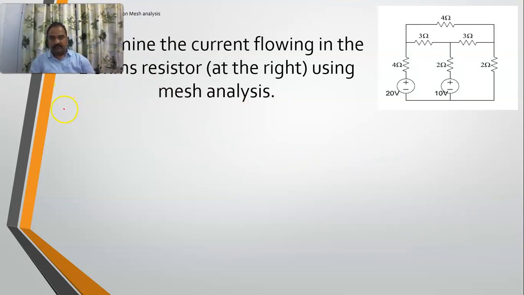We know that step number 1, what is step number 1? You should identify the number of meshes in this circuit. So how many meshes are there? If you can see, this is 1 mesh, 2 meshes and 3 meshes, right? So there are 3 meshes in the circuit.